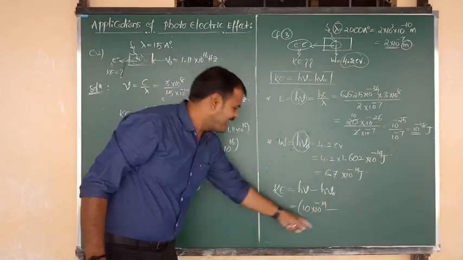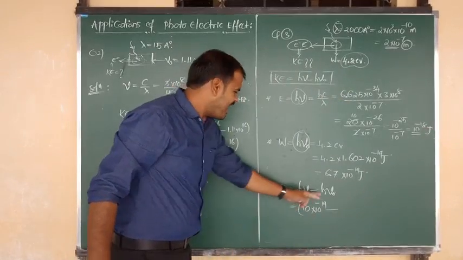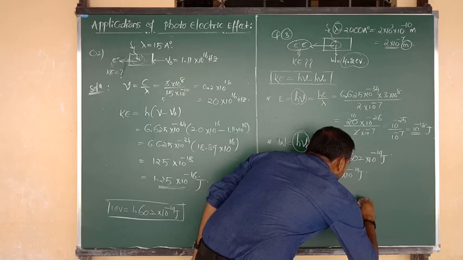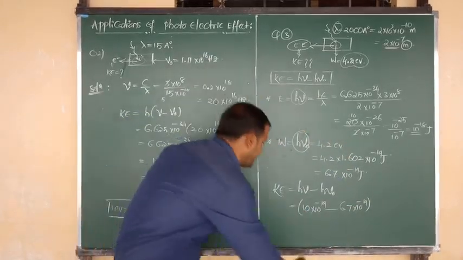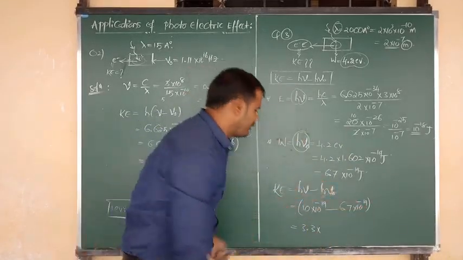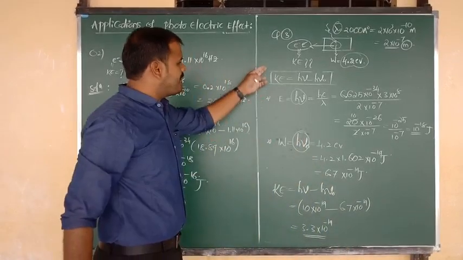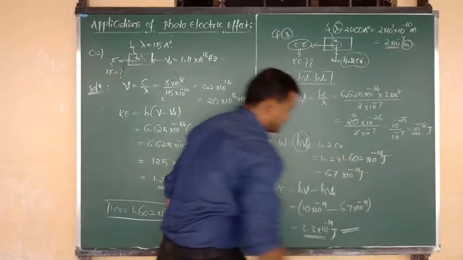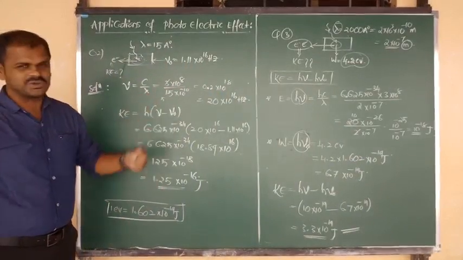No problem. This is the value after simplification, equal to 10 to the power of minus 18. And h nu naught, how much value is there? 6.7 into 10 to the power of minus 19. 10 minus 6.7 means we can write 3.3 into 10 to the power of minus 19, which is common. I have written that as it is. And finally what we have calculated? Kinetic energy, with respect to the same unit, that is nothing but joules. I hope you understand the story clearly.